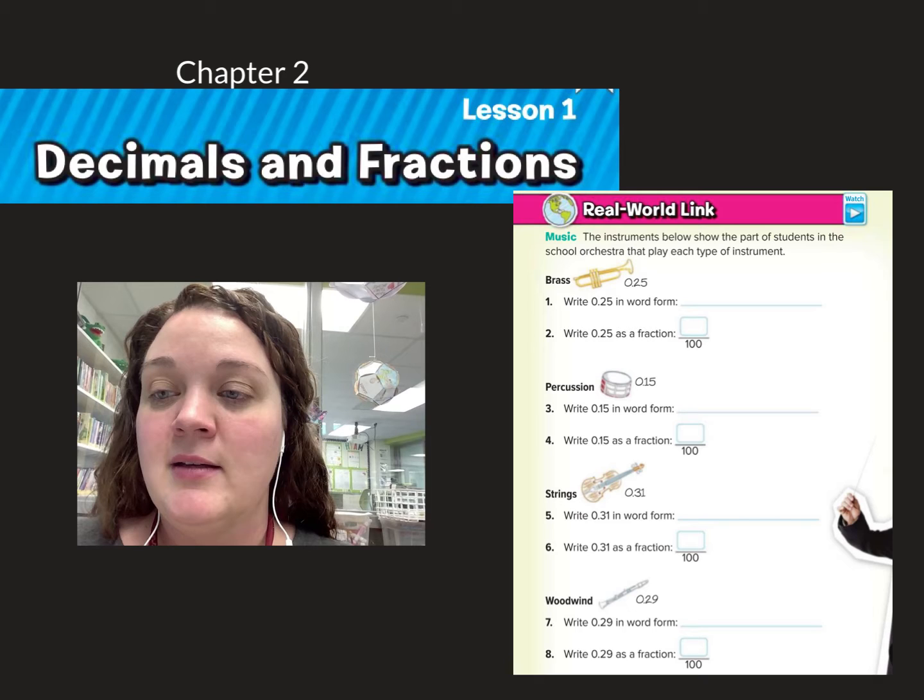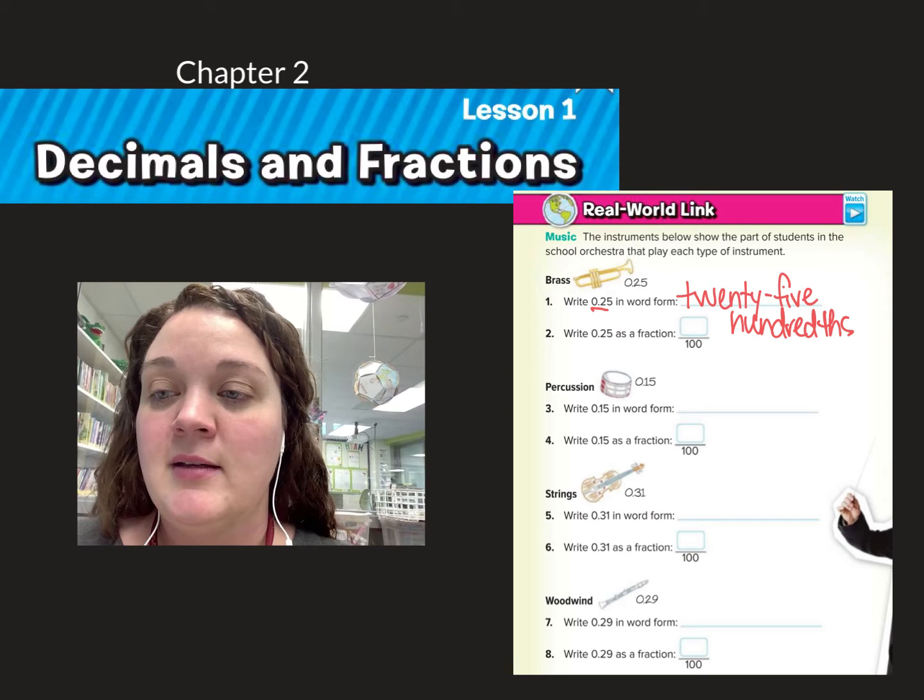All right, so first we have instruments below. They show the part of the students in the school orchestra that play each type of instrument. Here's how I would say this decimal, 25 hundredths, in word form: 25 hundredths. That's how you would say it in word form.